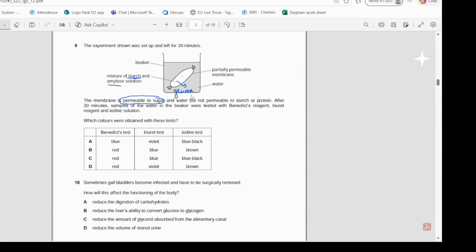It's a protein. And it isn't coming out of the partially permeable membrane. It stays over there. It's not in the beaker. Benedict's test would be positive because of this glucose. Okay. Biuret test would be negative.